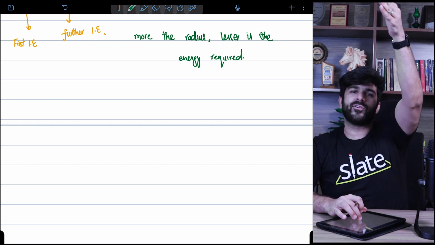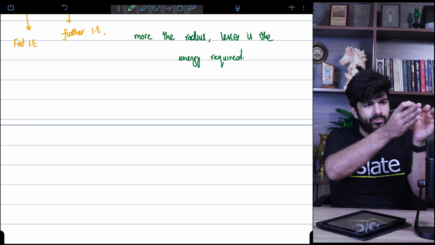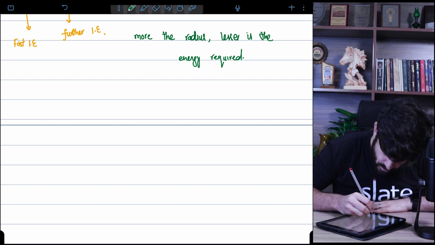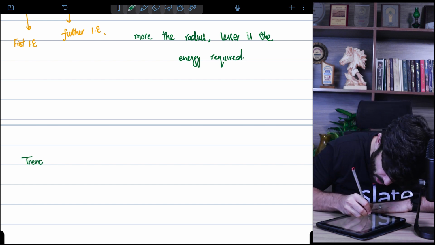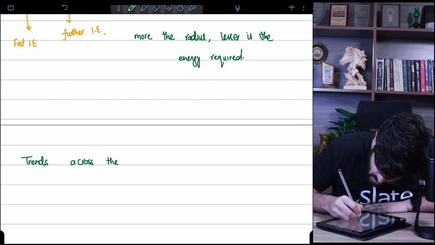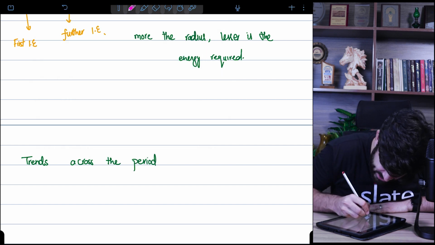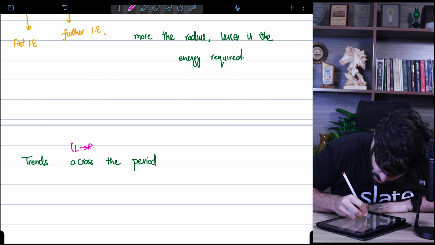Now, the last thing about today's lecture, we are going to talk about the trends across the period and the trend in a group. Trend in a group, trend across the period. So let's first talk about trends across the period. By across, we always mean left to right.